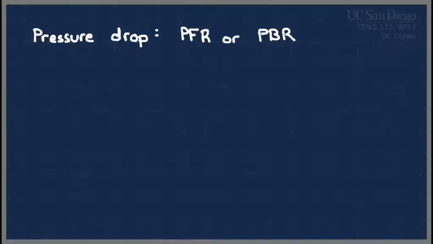But the key point is the pressure drops in packed bed reactors like this are usually quite significant. It's very hard to ignore the pressure drops if you have a packed bed reactor. If you have those macaroni-shaped catalysts that are going around, sometimes you can neglect the pressure drop with something like that. Even then, there's kind of a lot of pressure drop that you might have to worry about.